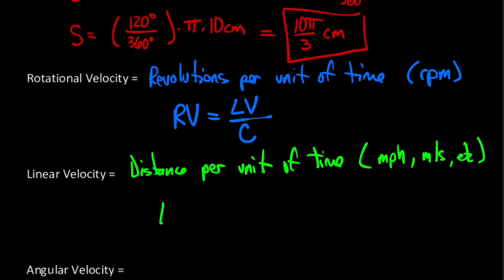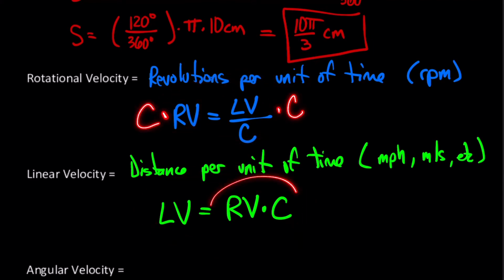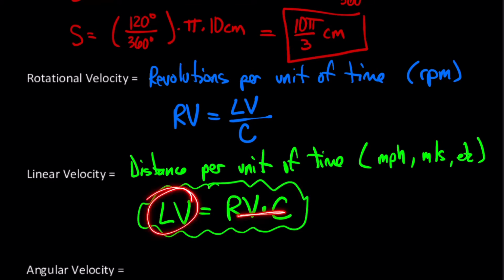And linear velocity is equal to rotational velocity times circumference. Now, if you notice, these two, it's the same formula, right? This one's just solved for RV. To get LV by itself, multiply both sides by C, and that's how you get this. What I usually do is memorize this one rather than think of memorizing two of them, and then just solve for whatever variable you need. If you need to solve for RV, divide by C. If you need to solve for C, divide by RV. If you need to solve for LV, just multiply those two.